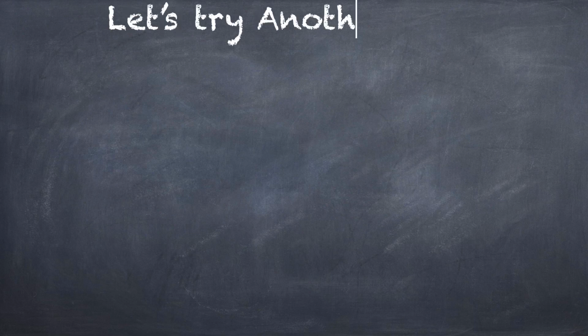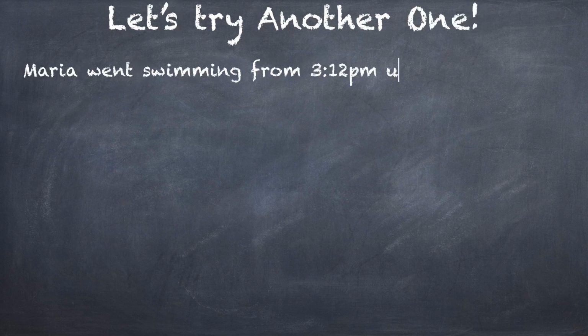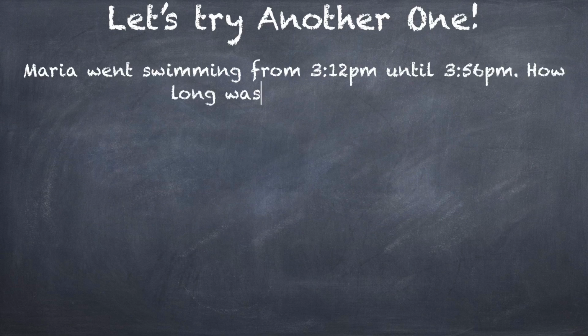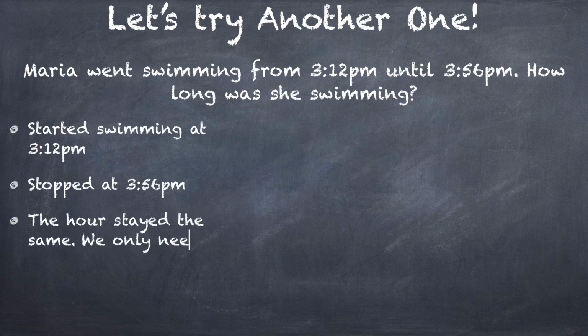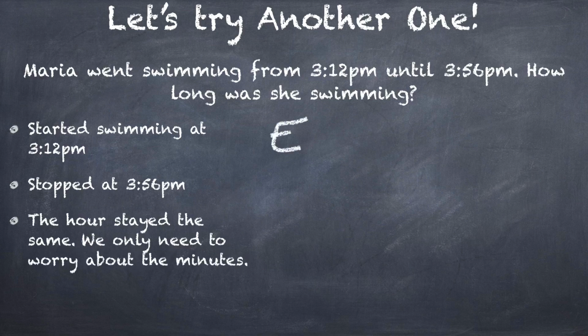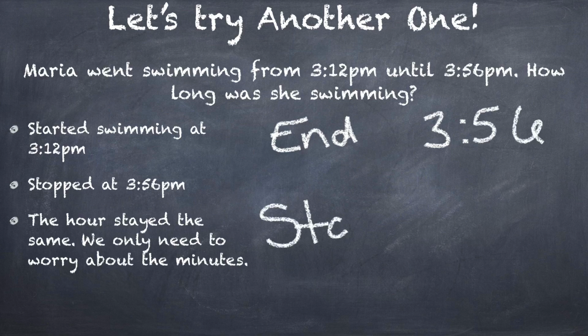Let's try another one. This one's going to be a little different. Maria went swimming from 3:12 p.m. until 3:56 p.m. How long was she swimming? We know she started swimming at 3:12 p.m. and she stopped at 3:56 p.m. The hour stayed the same, so we know we only need to worry about the minutes. Our end time was 3:56 and our start time was 3:12.